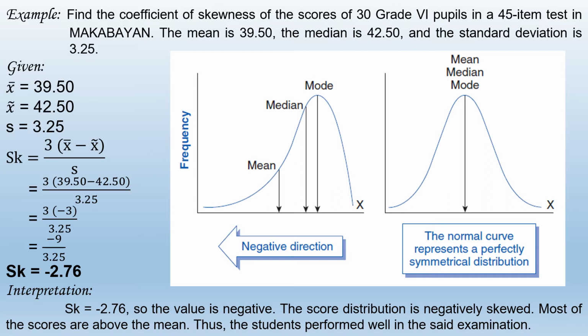Therefore, again, this is negatively skewed. And if you go back to the table presented earlier, we saw that if it is negatively skewed, then your coefficient of skewness is less than zero. Therefore, most of the scores are high. I hope that is clear to everyone.